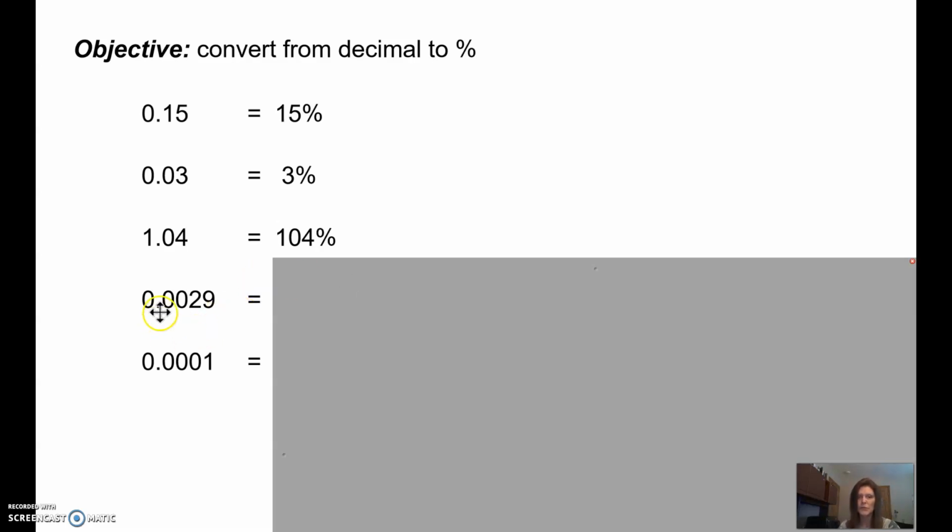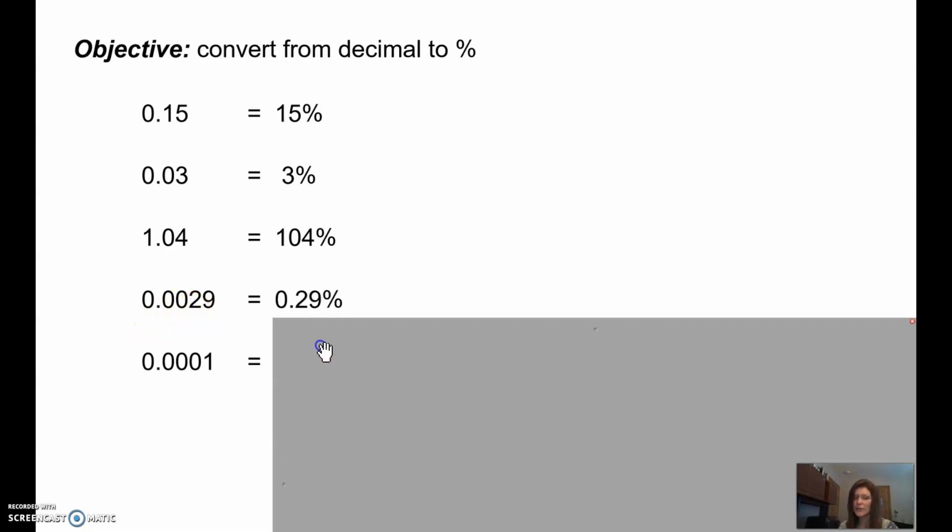All right, now what about this one that has all these decimal places? Well, same rule applies. Move it 2 places and you're still going to have a decimal answer, so it's going to be 0.29%.